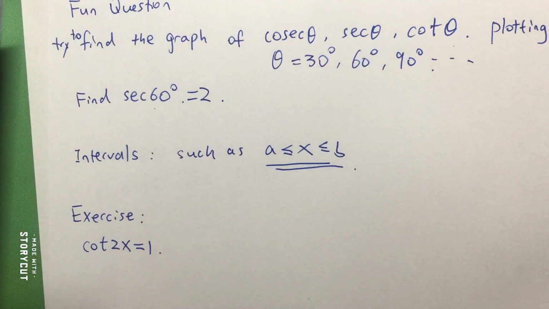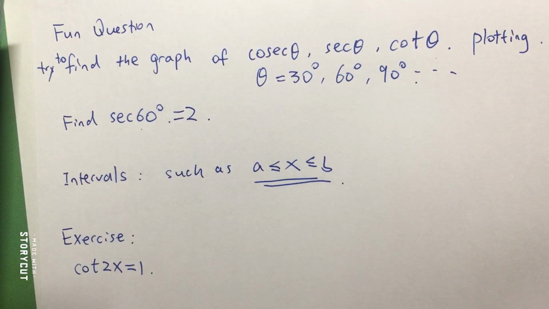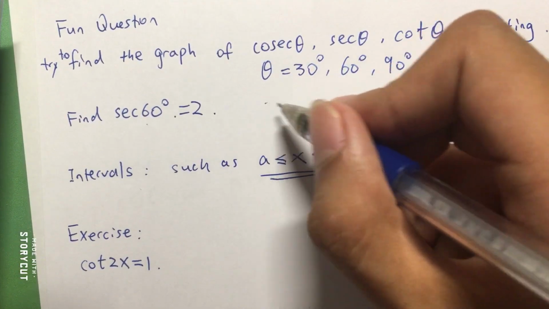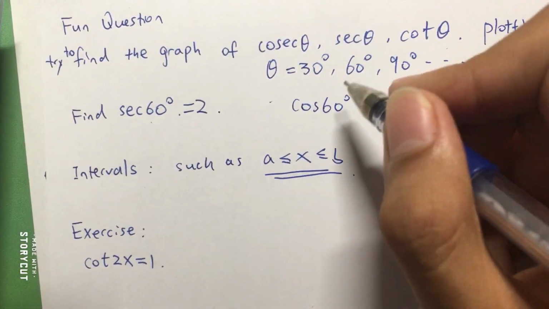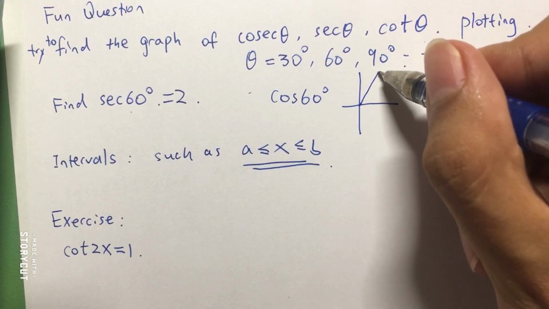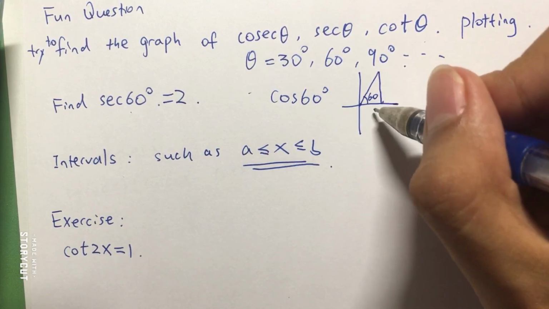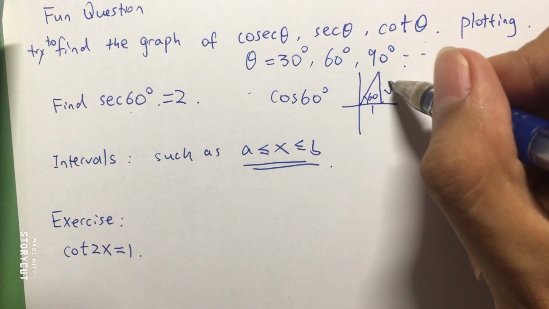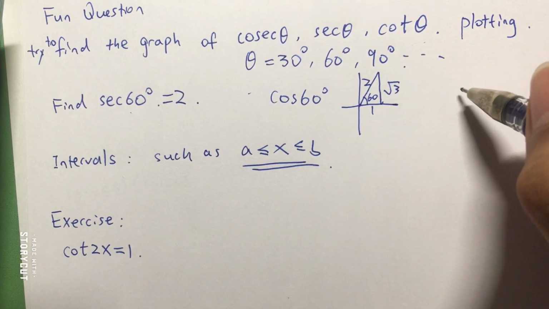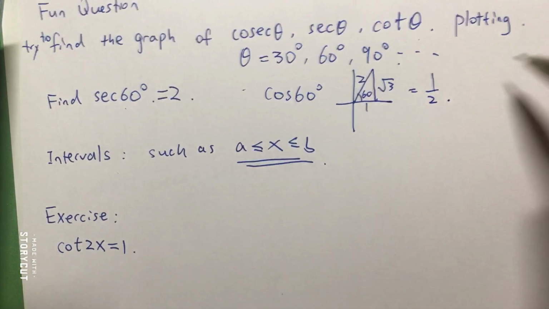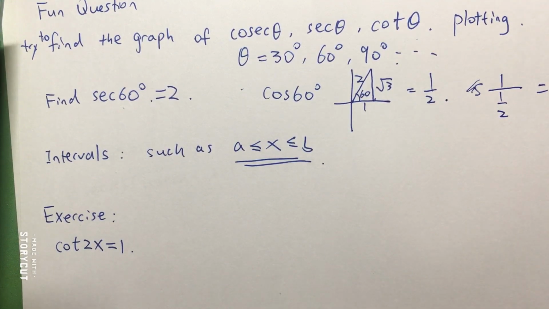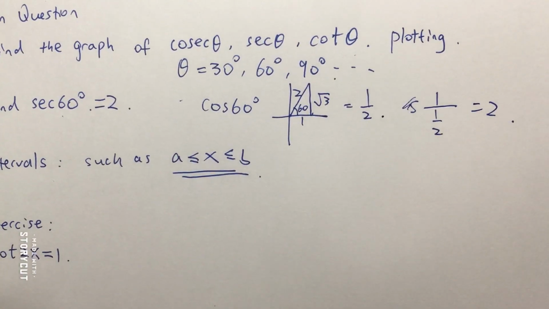And obviously we can also solve this without using a calculator. We can first solve cosine 60 degrees using the special triangle with 60 degrees, and we learned in AS that the three sides are 1, square root 3, and 2. Cosine 60 equals a half, so 1 over a half is equal to 2. And that is what we learned in AS.